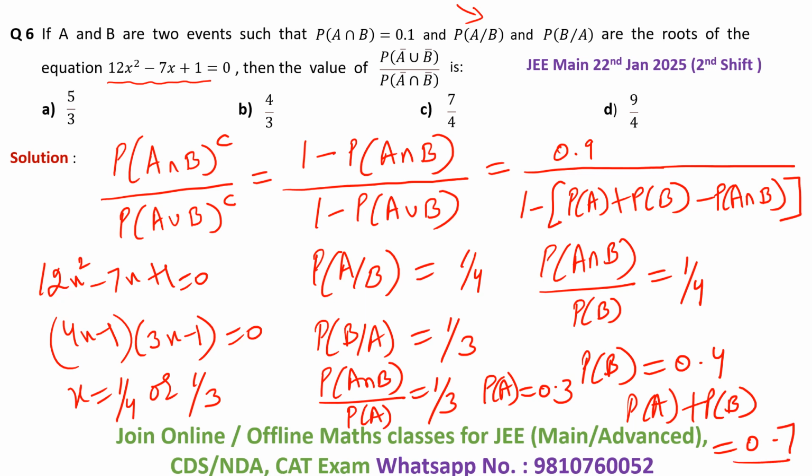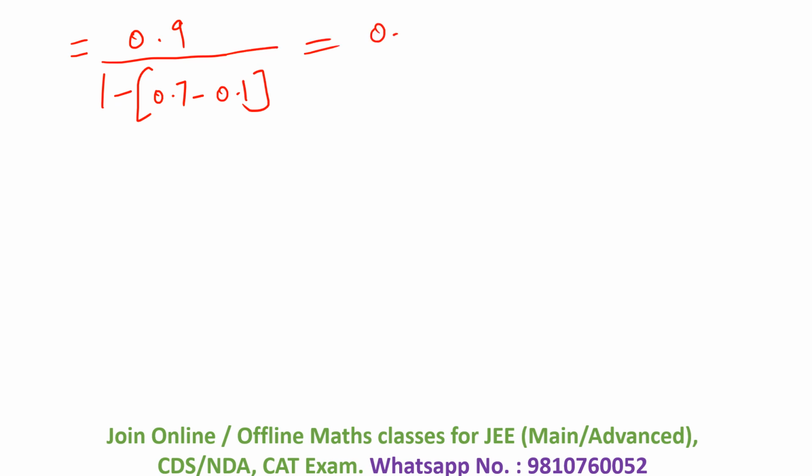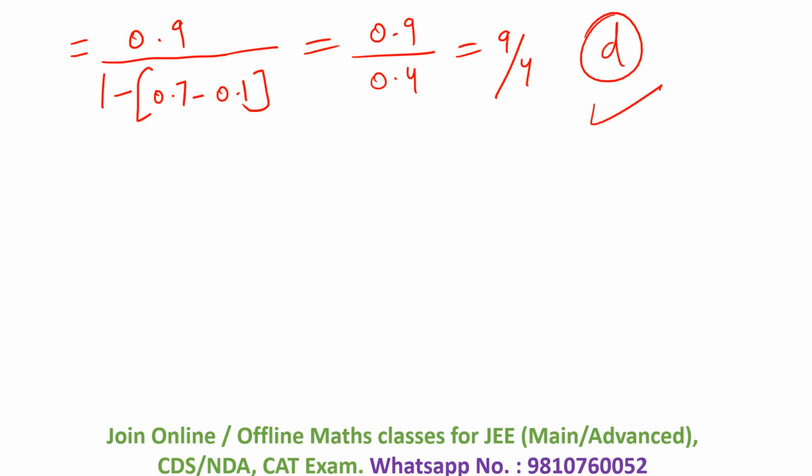Fine. Now students, we move further. Now students, just put in the values in the given expression. So the answer becomes 0.9 divided upon 1 minus 0.7 minus 0.1. So this is how much? It is 0.9 divided upon 0.4, or finally this is 9 upon 4. So that means option D is the correct one. Now we move to the next question.